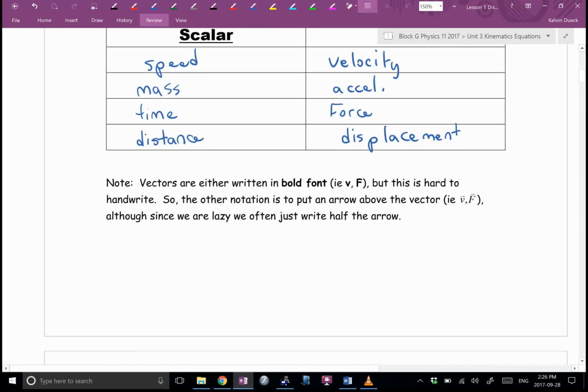Little note. In typewriting, vectors are typically written in bold font, but it's really tough in handwriting to bold letters. Like there's my bold fonted V. So the other way we show vectors, because they have direction, is we put an arrow over them. For years, it was a complete arrow. Don't write that down. We've gotten lazy over the years, and it's just half an arrow like that. That's a vector. That's a scalar. That's a vector. That's a scalar. Vector.